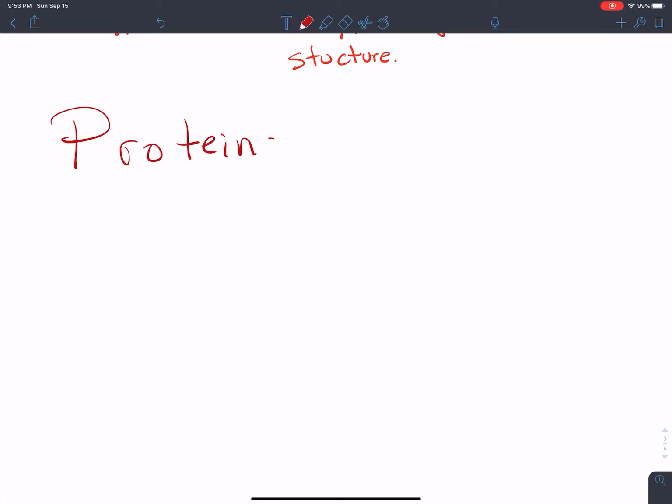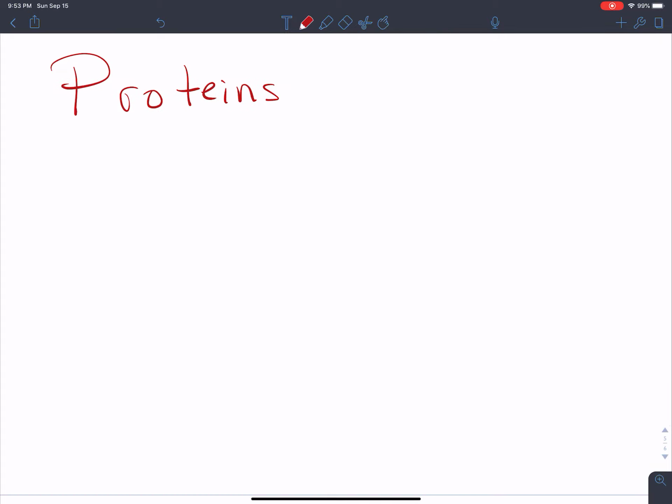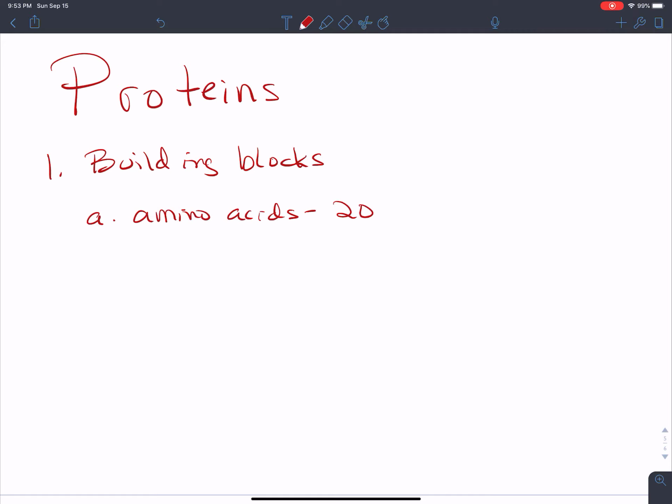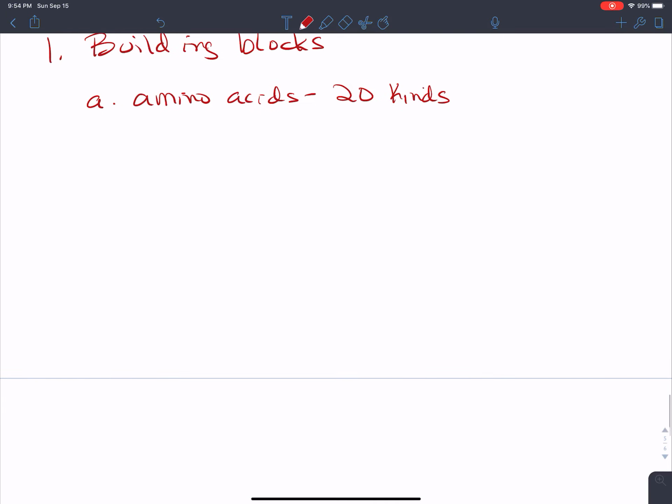The next one we're going to talk about is proteins. You've all heard of proteins, I'm sure. So let's go over the building blocks. The building blocks are very unique. They are called amino acids. There are 20 different kinds. And when you put the different varieties of the 20 together, it makes long chains. Chains of amino acids builds proteins.